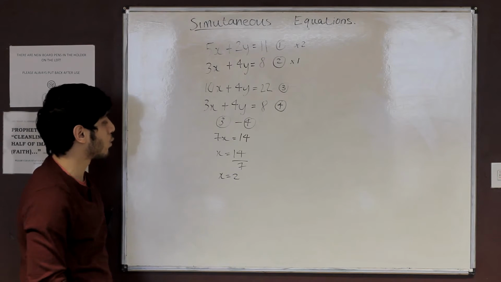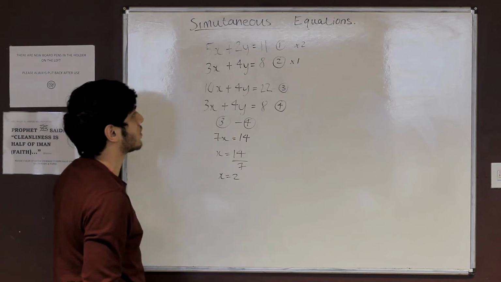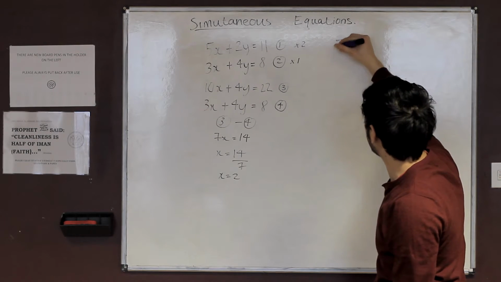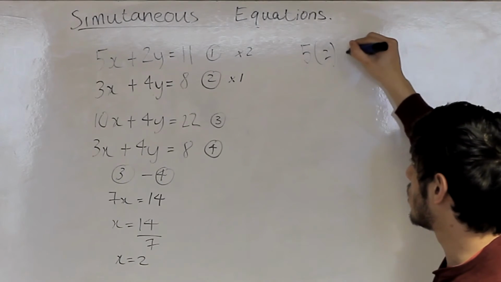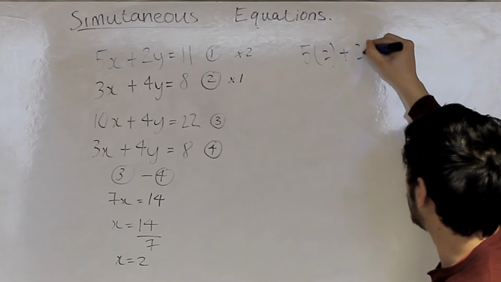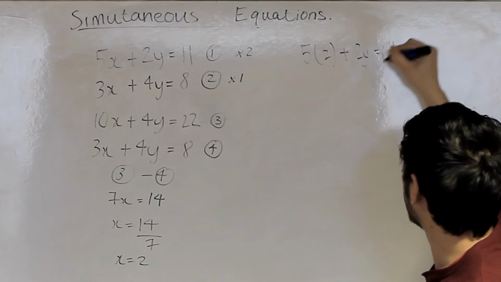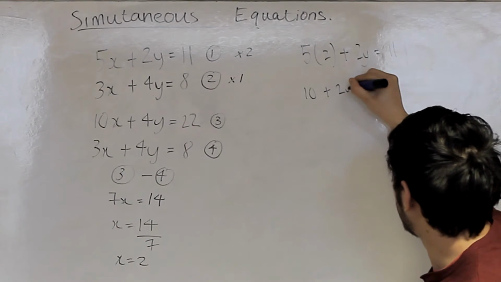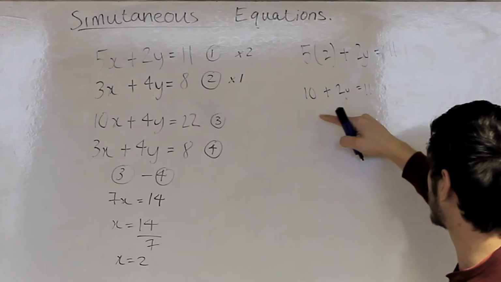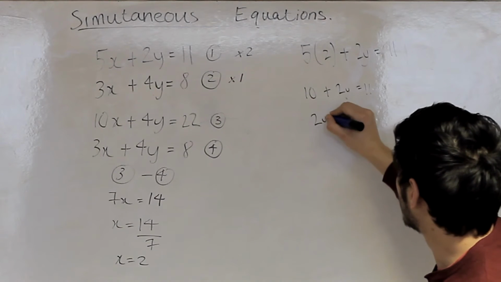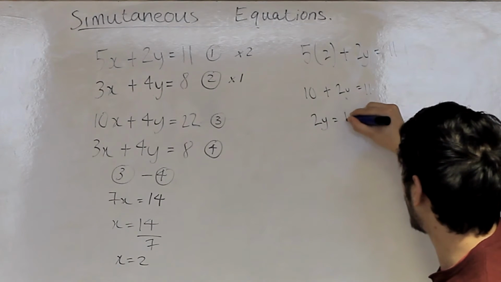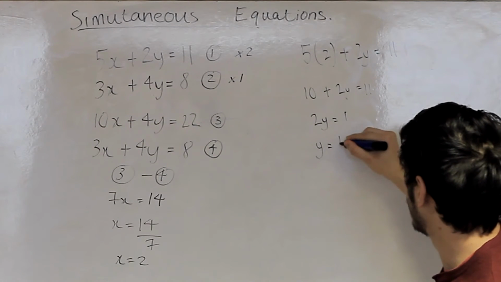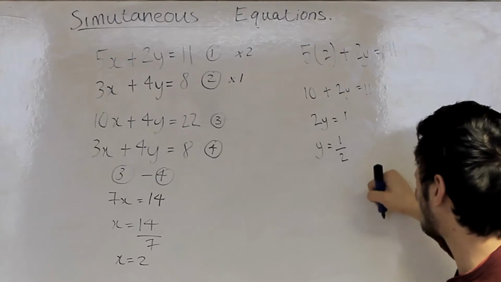To find y, we just put the value of x into one of these equations. So we're going to put x into the first equation, so that'll be 5 times 2, add 2y equals 11. That's going to be 10 + 2y = 11. We take 10 to the other side, which is 2y = 1, and then take 2 to the other side, so y equals 1 divided by 2, which is a half.